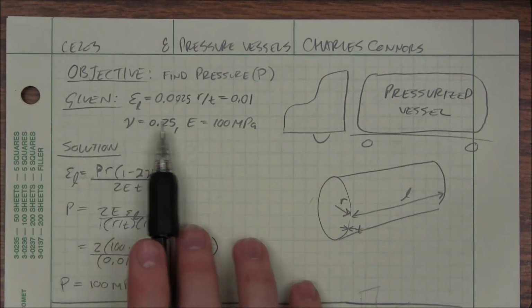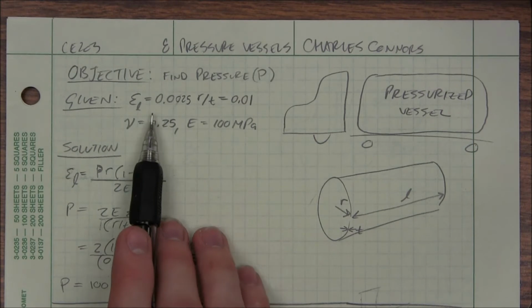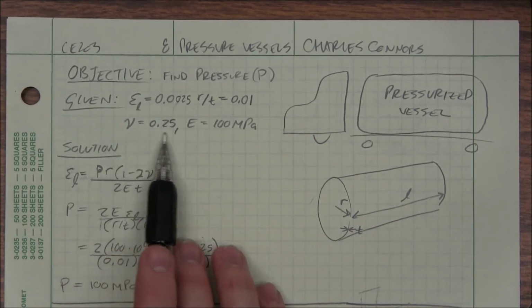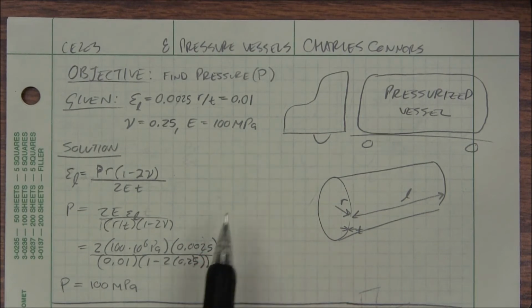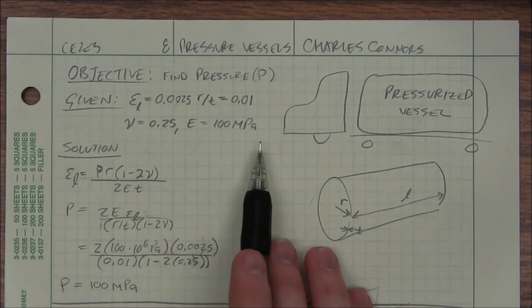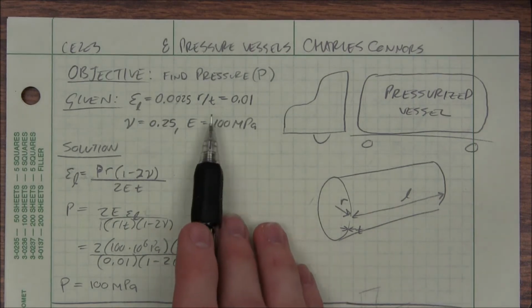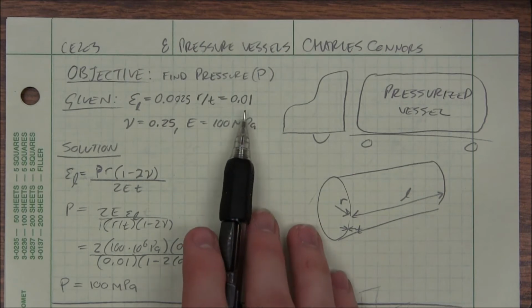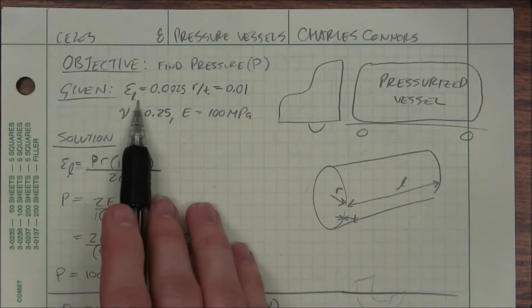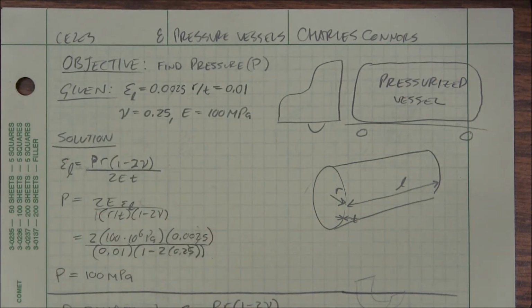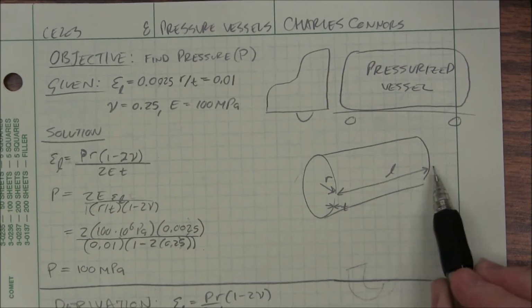Anyway, in this kind of problem, we're often given a strain in a particular direction, and we're given material properties and dimensions. In this particular one, it gave us Poisson's ratio and modulus of elasticity. We're given a ratio instead of an actual dimension, but we can still do that, and our strain. This little L here stands for longitudinal, which is this measurement here.